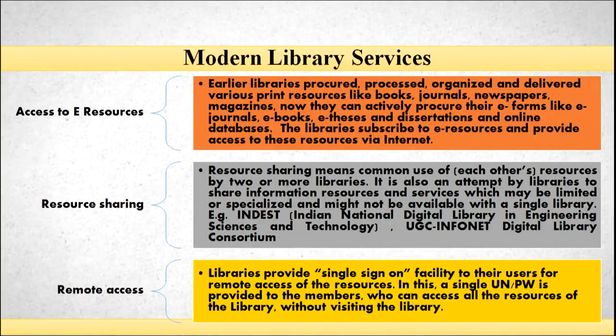First one is access to e-resources. Earlier, libraries procured, processed, organized and delivered various print resources like books, journals, newspapers, magazines. Now they can actively procure them in e-format like e-journals, e-books, e-theses and dissertations and online databases. The library subscribes to e-resources and provides access to these resources via the internet.